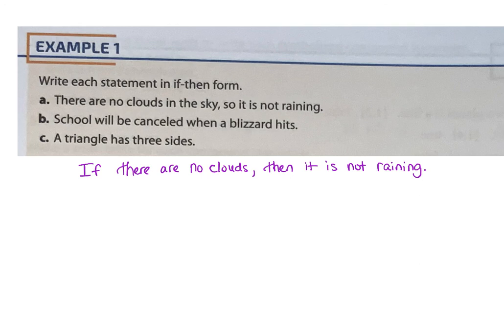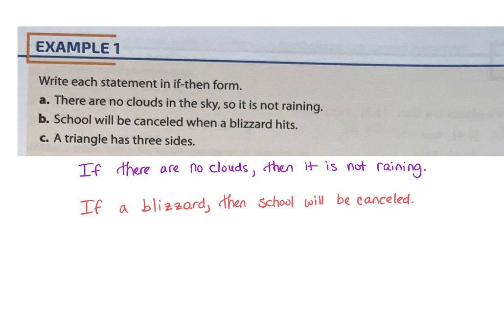Because that's what's based on this sentence. So just because it gave it to me in another order, my if-then statement would actually be if a blizzard hits. That would be my hypothesis for this one. And then I would say, then school will be canceled. And so it might not always be in the same order that they gave you to make it actually make sense for the statement that they're looking at.